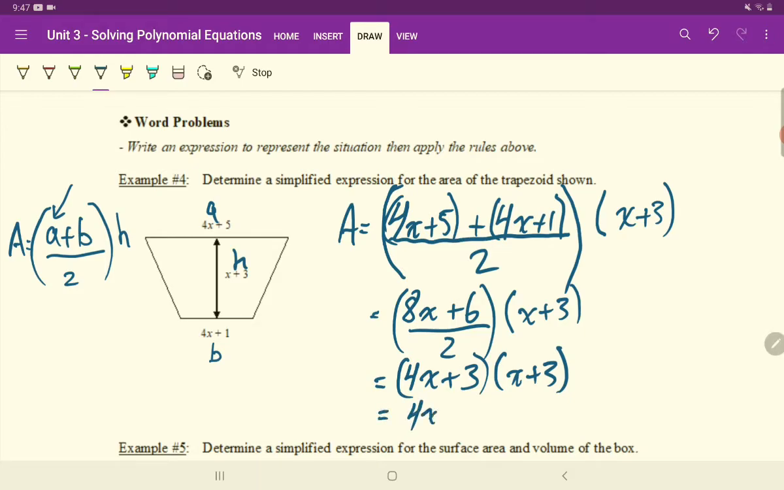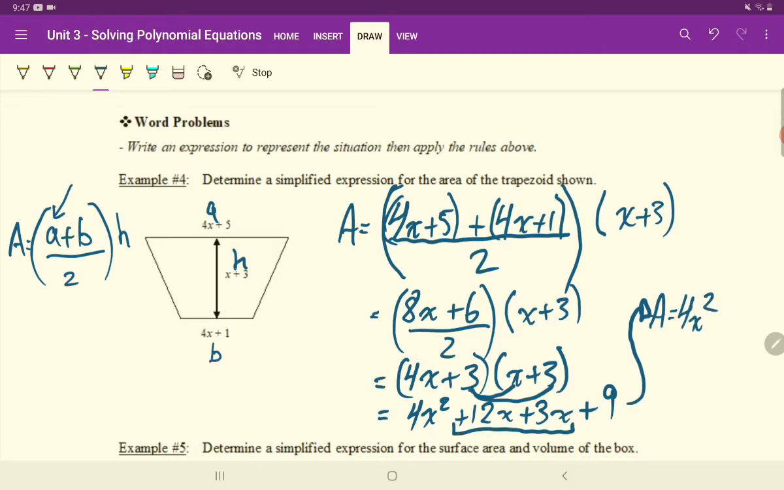4x times x is 4x squared. 4x times positive 3 is plus 12x. Then positive 3 times x is plus 3x. And positive 3 times positive 3 is plus 9. Our final expression for the area will be 4x squared, and we can collect like terms, plus 15x plus 9. There's your final expression for the area of this trapezoid. Okay, fully simplified.